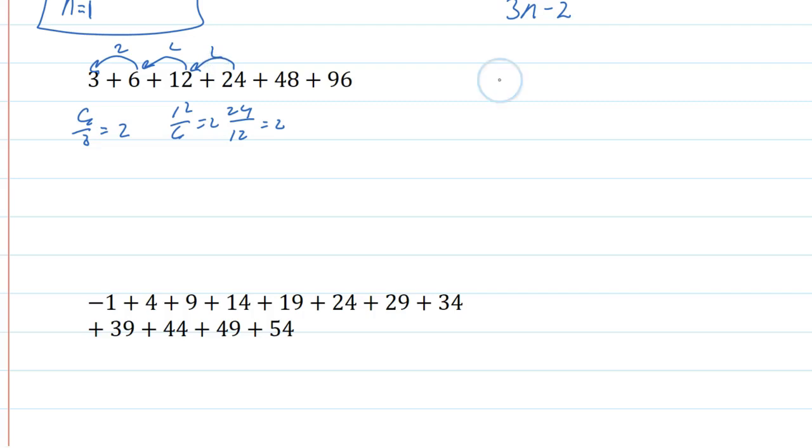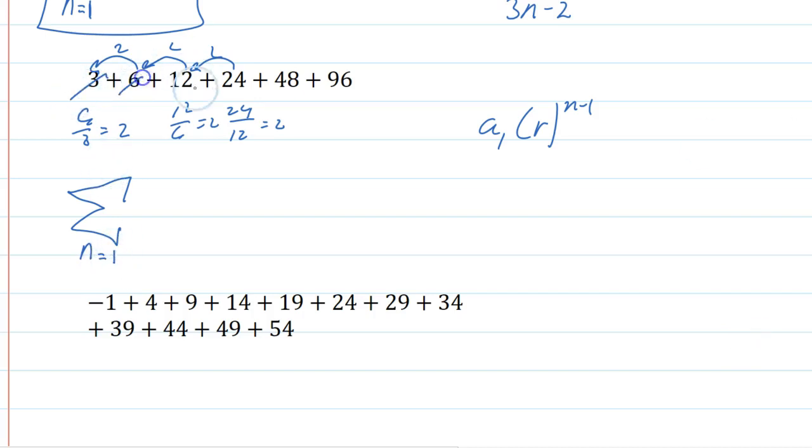If it's a geometric sequence, we use the form a1 times r to the n minus 1. Here, our first term is 3. Our common ratio is 2. So we'd say the summation from n equals 1 for how many terms? 1 term, 2, 3, 4, 5, 6 terms. Our common ratio was 2. Our first term is 3. So you would say 3 times 2 to the n minus 1.